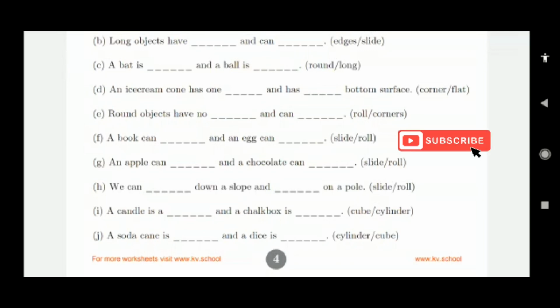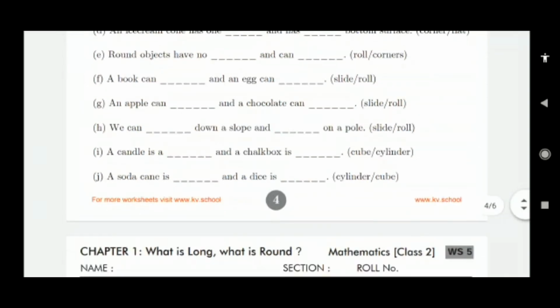Candle is a cylinder, round in shape, no, like a tube light. So it is cylindrical, and a chalk box is a cube. Cube means cube like a box. A soda can is cylindrical and a dice is a cube. Okay, very good.